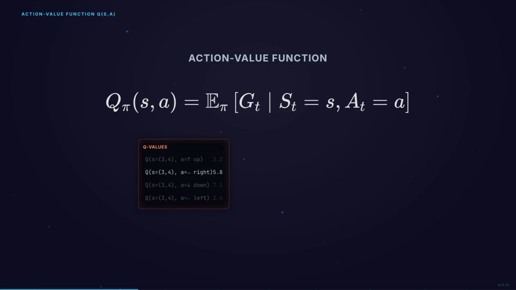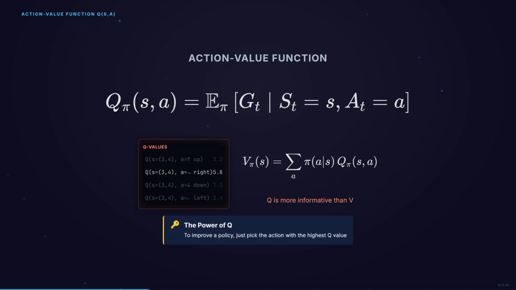If you know Q for all actions in a state, you can recover V by averaging over the policy. V pi of S equals the sum over all actions of pi of A given S times Q pi of S, A. But the real power of Q is this. To improve a policy, you just look at the Q values and pick the action with the highest one. You don't need to know the transition dynamics. You don't need to simulate the future. The Q values already encode everything.